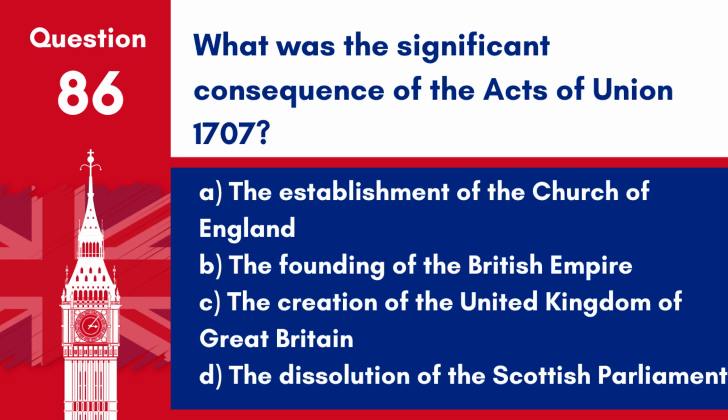Question 86. What was the significant consequence of the Acts of Union 1707? A. The establishment of the Church of England. B. The founding of the British Empire. C. The creation of the United Kingdom of Great Britain. D. The dissolution of the Scottish Parliament. Answer: C. The creation of the United Kingdom of Great Britain. The Acts of Union 1707 united the kingdoms of England and Scotland into a single sovereign state known as the United Kingdom of Great Britain.